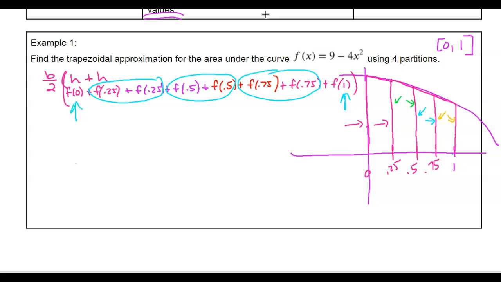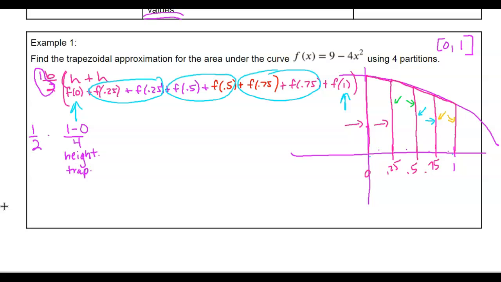We've got b minus a, so 1 minus 0 over 1, 2, 3, 4. Okay, so that's the height of the trapezoid. Now, in the area formula, though, it is also being multiplied by a half. So that's the part that gets forgotten.